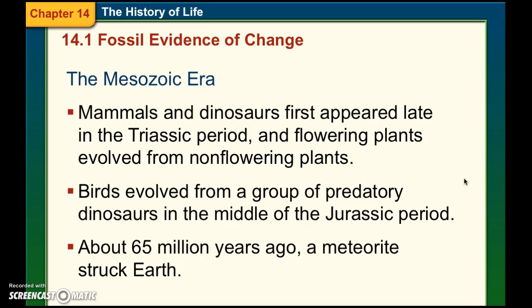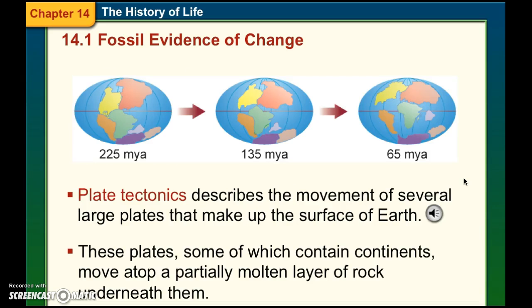And then, of course, you have birds that evolved from a group of predatory dinosaurs. And then about 65 million years ago, a meteorite struck the Earth and killed all the dinosaurs. And this is the big mass extinction that we think about. This is the one, scientists are pretty sure this is what happened, that a meteorite struck the Earth and killed most of the dinosaurs. Now, you can use plate tectonics, which is the movement of several large plates that make up the surface of the Earth. And you can see how the continents changed over time.